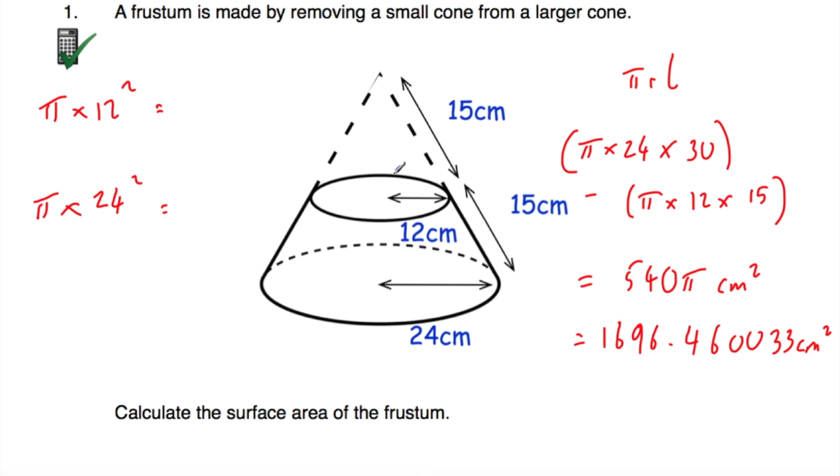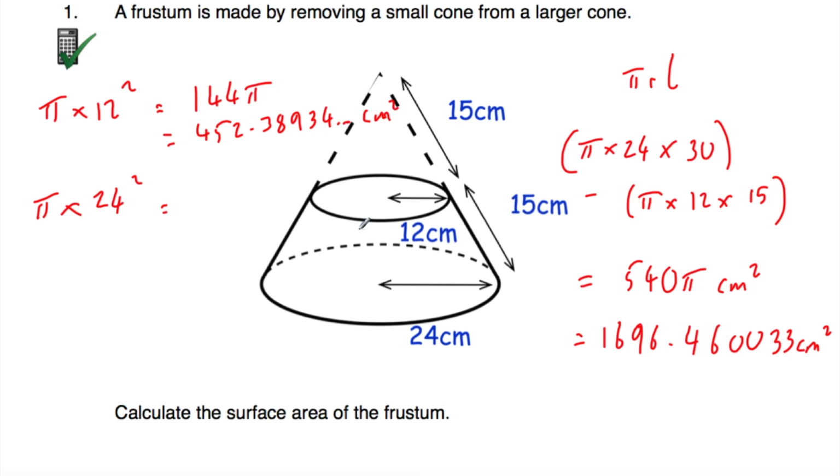Now let's find the area of the circle on the top, which will be 144 pi. When we do pi times 12 squared, that's going to be 144 pi. I'm just going to type into my calculator, pi times 12 squared is 144 pi, or as a decimal number, 452.38934 and so on centimeters squared.